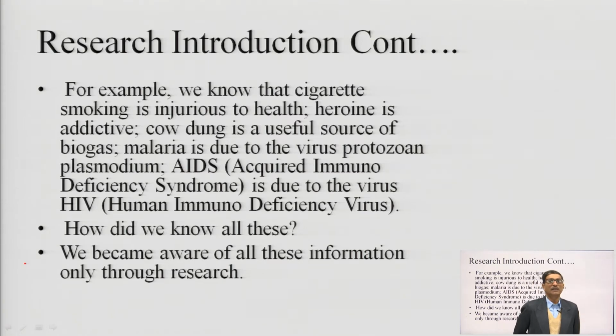For example, we know cigarette smoking is injurious to health, heroin is addictive, cow dung is a useful source of biogas, malaria is due to the protozoan Plasmodium, AIDS, that is acquired immunodeficiency syndrome, is due to the virus HIV, human immunodeficiency virus. So, how do we know all these? We become aware of all this information only through research.